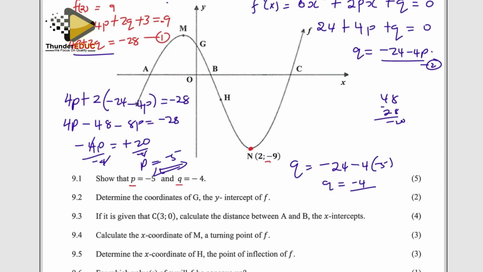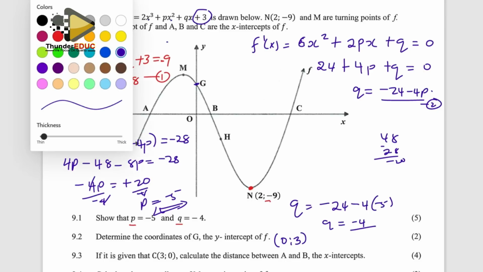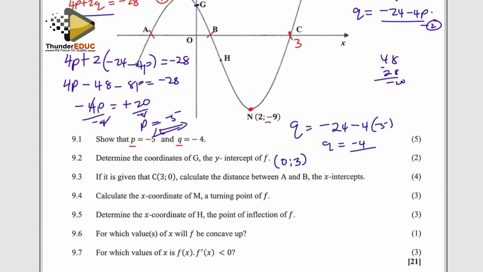All right, then determine the coordinates of G, the y-intercept. That is straightforward. For the y-intercept, x has to be 0 everywhere. We shall be left with just that 3. So it's going to be (0, 3). And then if it's given that C has coordinates of 3, in other words, this is 3, can we calculate the distance between A and B? They indirectly want us to determine the intercepts.